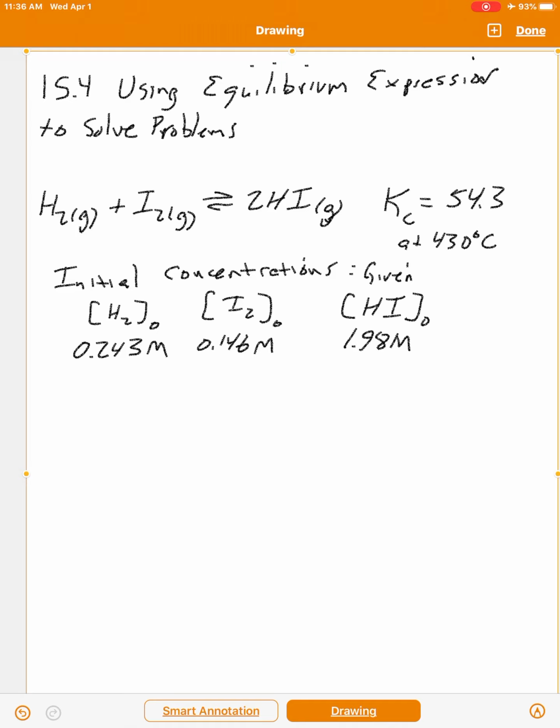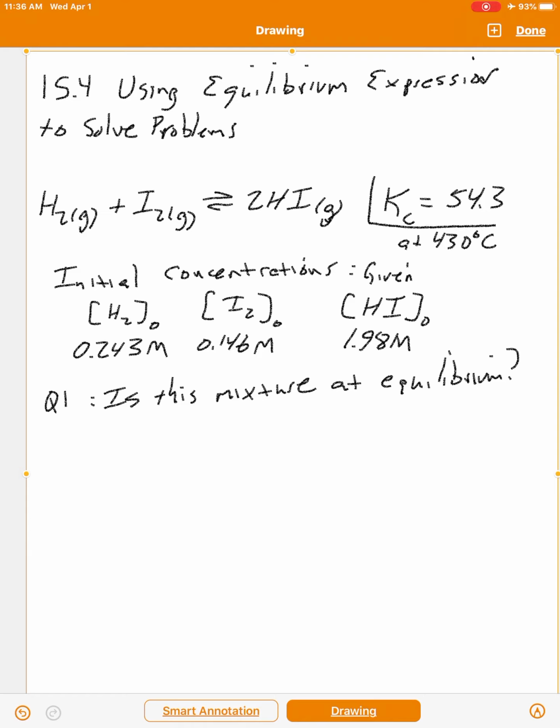And we're going to ask the first question. There's going to be a series of questions we're going to ask here. Question 1. Is this mixture at equilibrium? Okay. Now the way you can answer that is you take the value of K that you've got. That's known, it's given to us, 54.3. And you calculate Q. And if Q comes out to a number that's really close to 54, then that means you're at equilibrium. So let's write out the expression for Q.